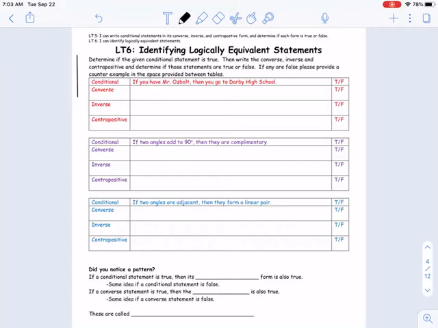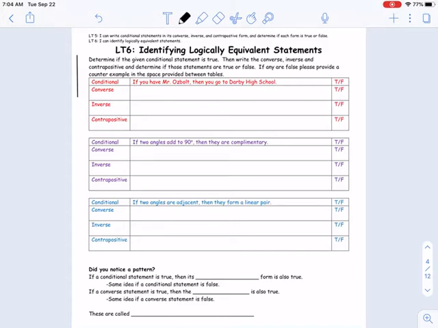Alright, so in this next part right here, we're going to determine if the conditional statement's true, then we're going to write the converse, inverse, contrapositive, and determine if those statements are true or false. Alright, so this might be a good time to pause the video. Maybe you can try this by yourself, do all these statements, and then you can just check your work, or you can stay tuned. Anyways, we're going to notice a pattern here.